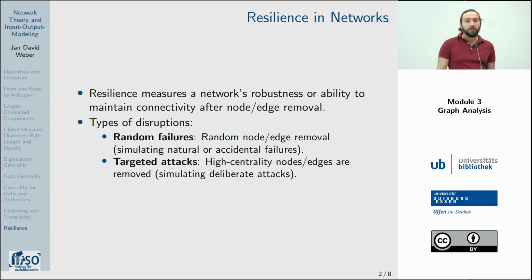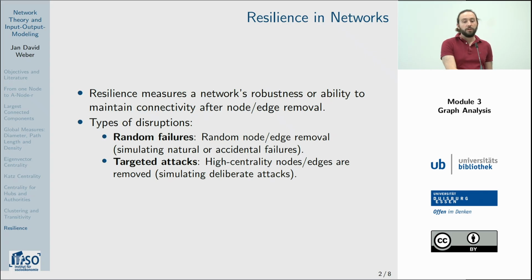So we normally differ between two different kinds of disruptions. One of them is a random failure. So a node or an edge gets removed randomly. Every node has the same probability to get removed. So with that, if you think of a real-life network, that would be simulating natural or accidental failures. It's just the same probability for every node to fail.